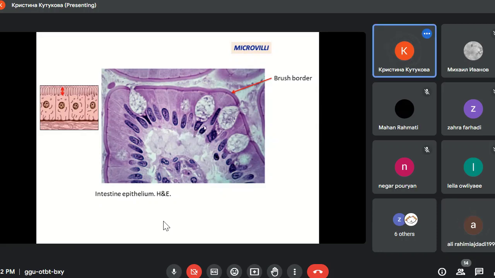Brush border is the structure which is composed of microvilli. So if a cell has a lot of microvilli, they look like a line covering the apical surface of the cell. So brush border consists of a lot of microvilli. We cannot see each of them, but they all together make this specific brush border.